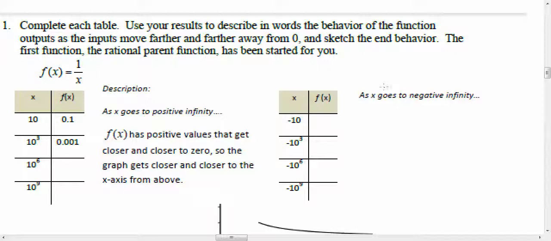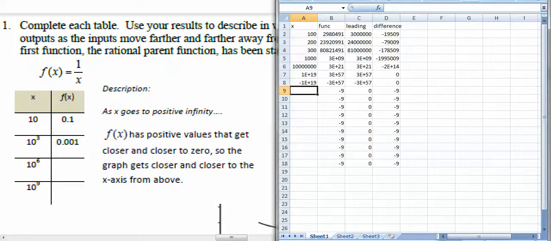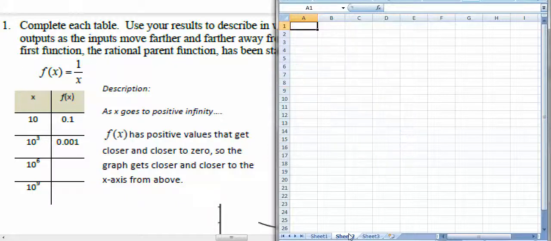Okay, so if I have 1 over x, and I'm going to plug in 10, actually, you know what, let's make a little table here. So here's x, here's my function, 1 over x. If x is equal to 10, or 10 to the third power, which is also known as 1,000, or 10 to the 6th power, or 10 to the 9th power.